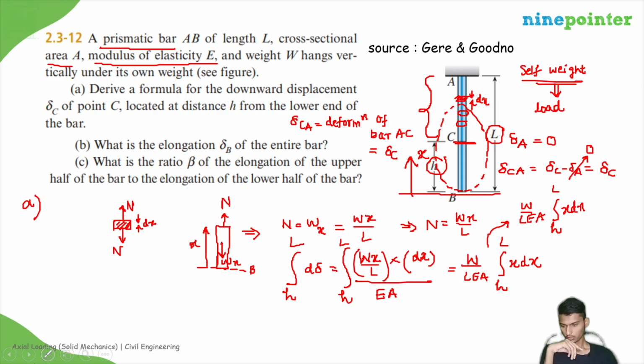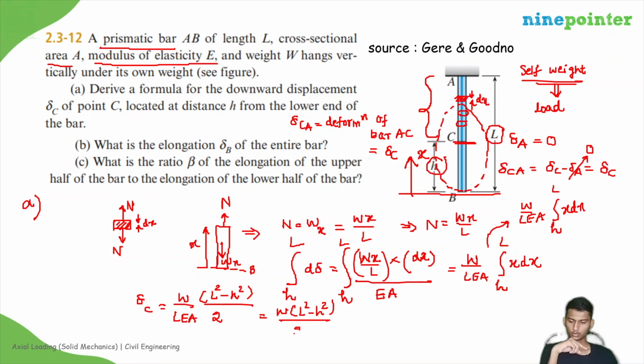So now delta C is equal to W by L E A times the integral of x dx, which is x squared by 2. So it is L squared minus h squared divided by 2. It means W times (L squared minus h squared) divided by 2EA into L. This is delta C. This is for part A.